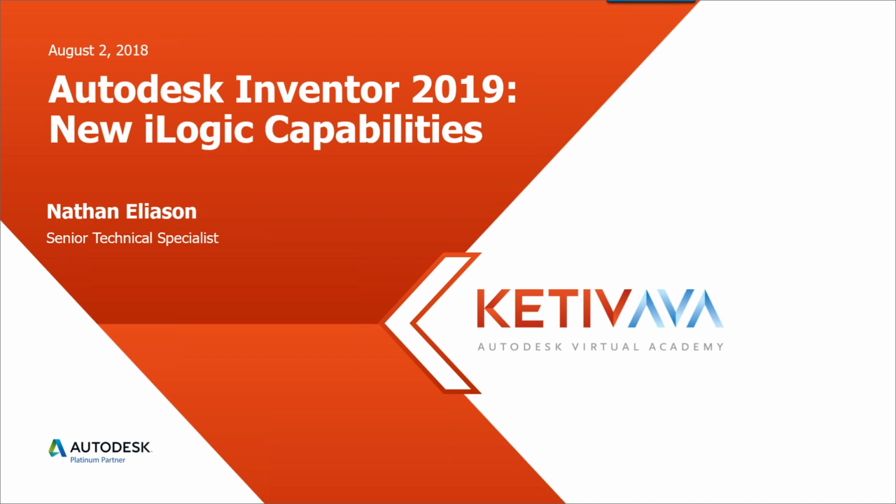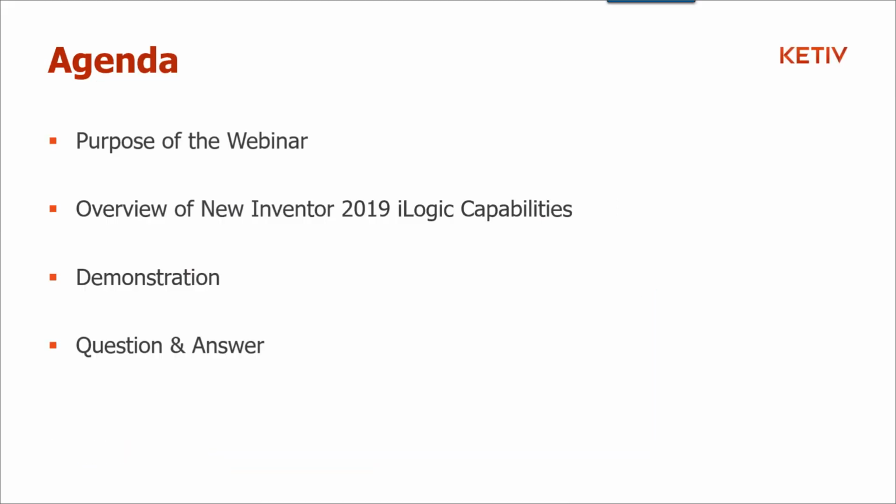All right, thank you very much, Nigel. As he mentioned, today we're going to take a look at some of the new capabilities inside of Inventor 2019 as it relates to iLogic. I'm first going to talk a little bit about what we're hoping you take away and learn from today's webinar. Then I'm going to give you an overview of the key capabilities we're going to be covering today. Then we'll follow that up with a demonstration, and then we'll have a live Q&A at the end.